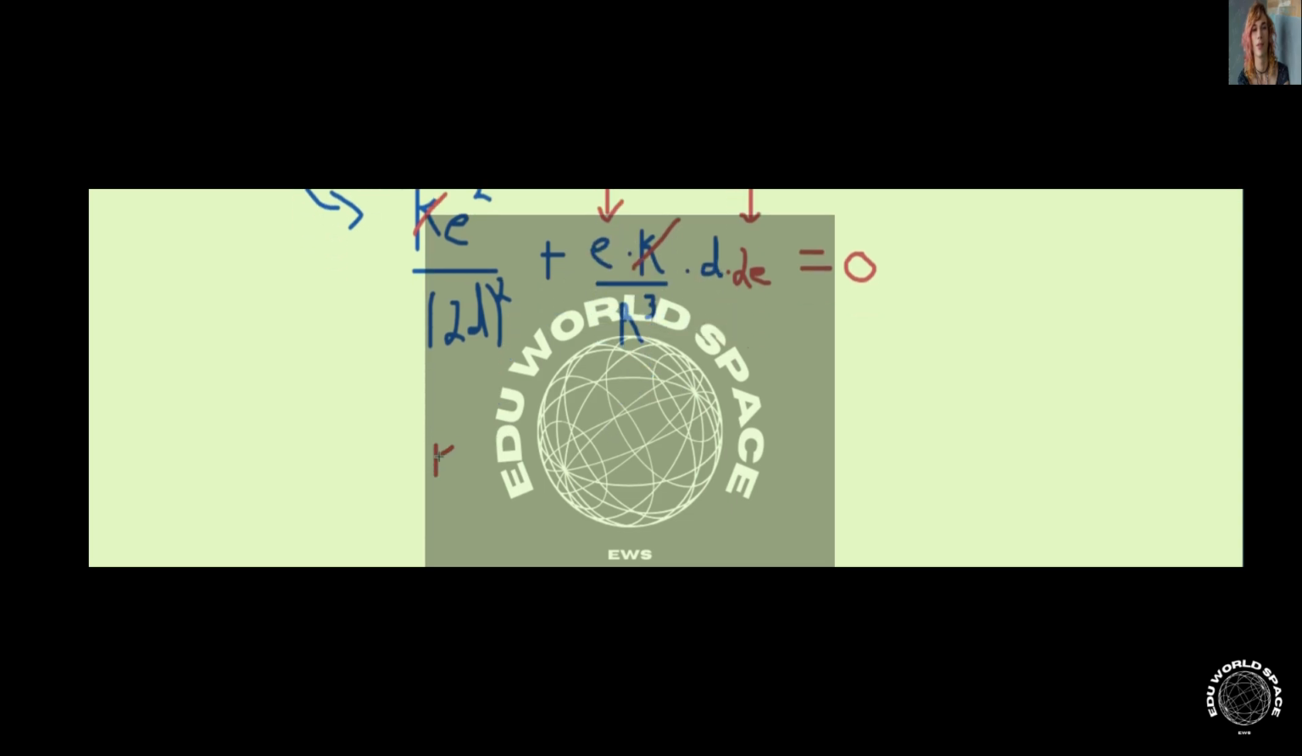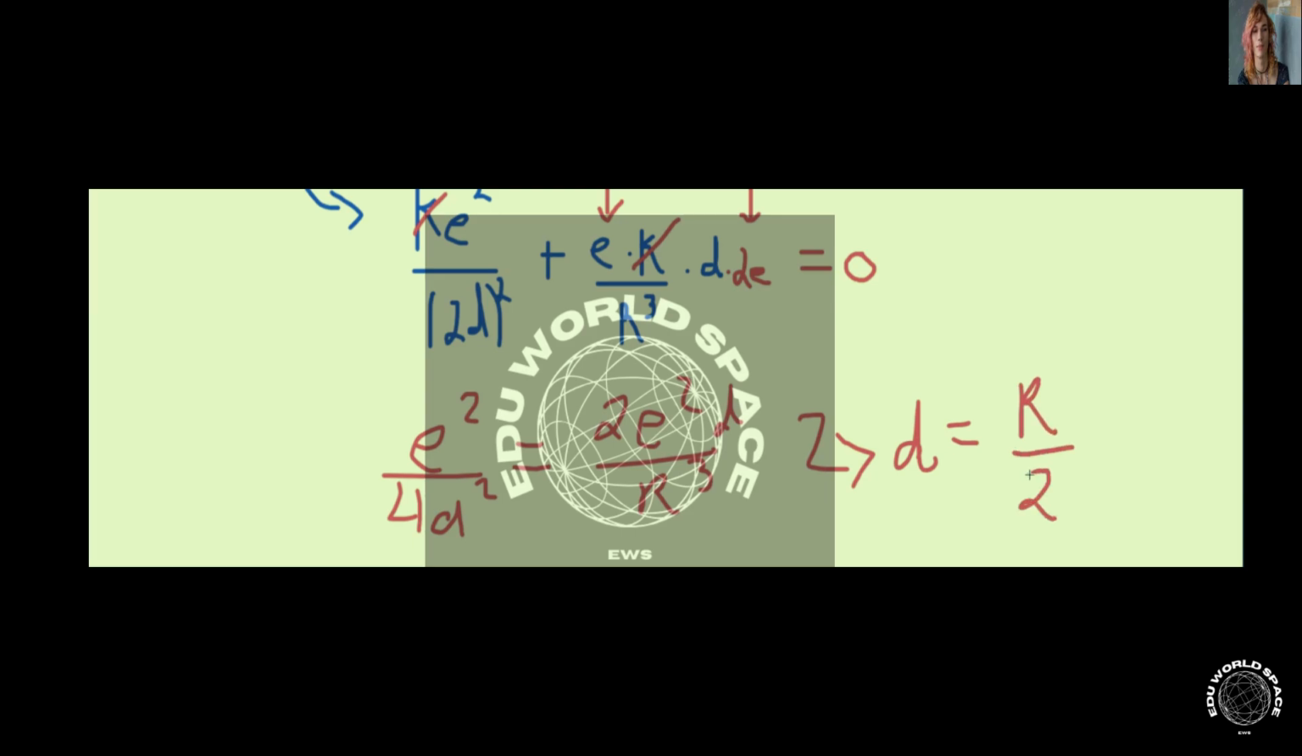K e squared. Excuse me, we already canceled the K. e squared over 4d squared equal to 2 e squared d over R cubed. Now solve for d, and we see that it equals R over 2.